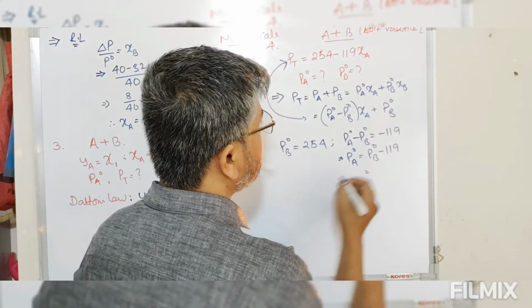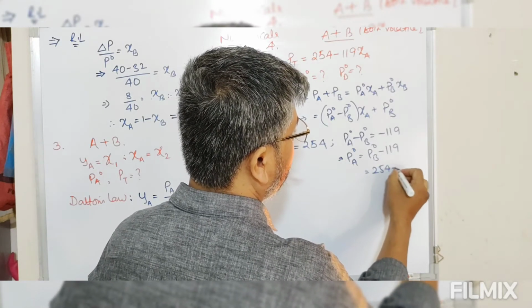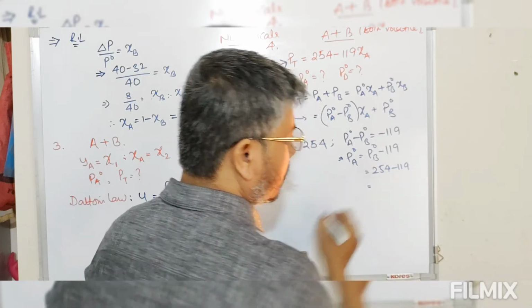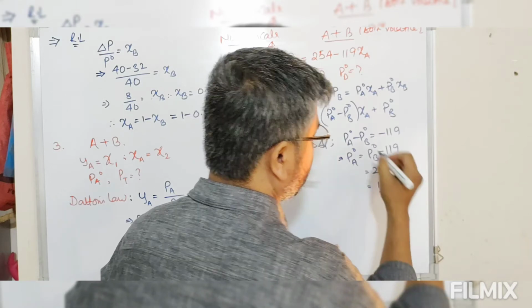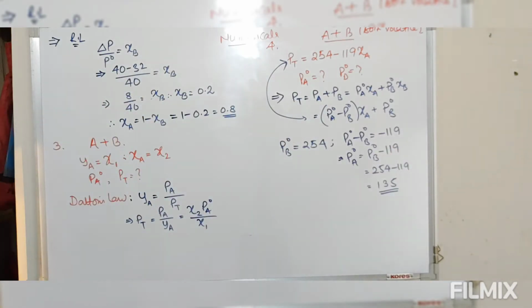Therefore, PA naught is equal to PB naught minus 119, so PA naught is 254 minus 119. So this is how we find the vapor pressures of A and B.